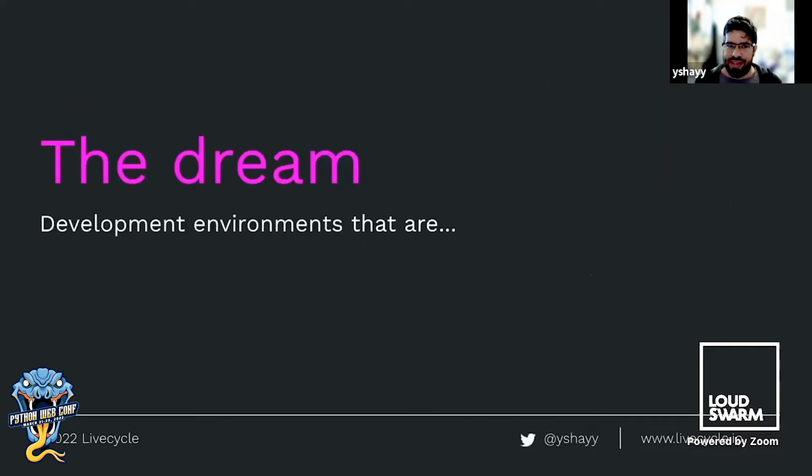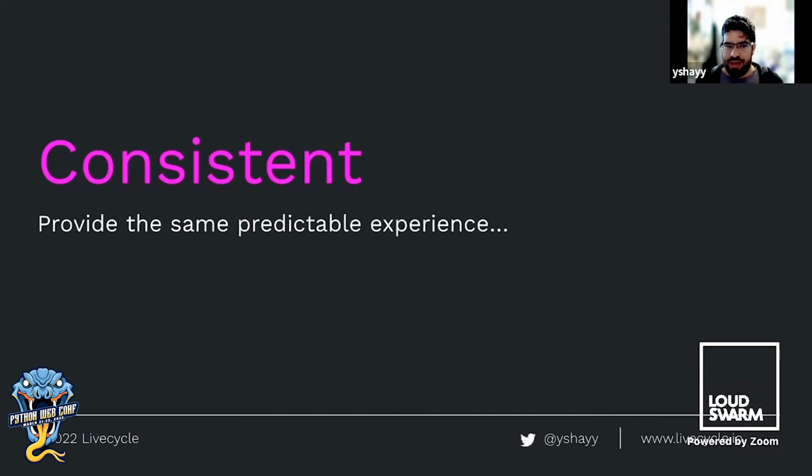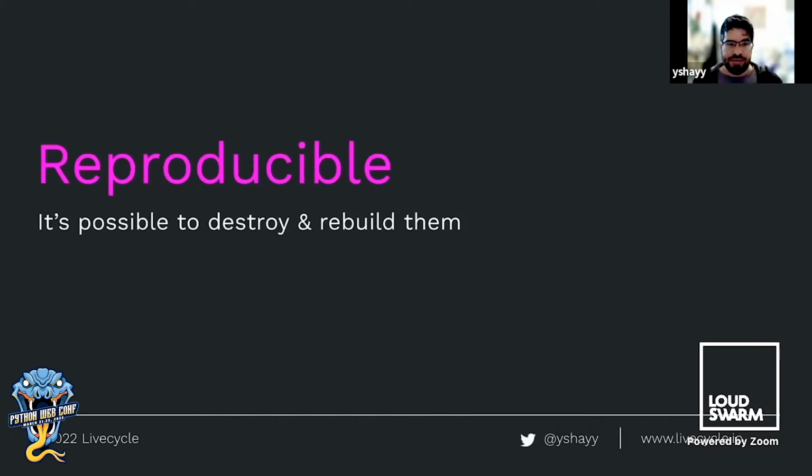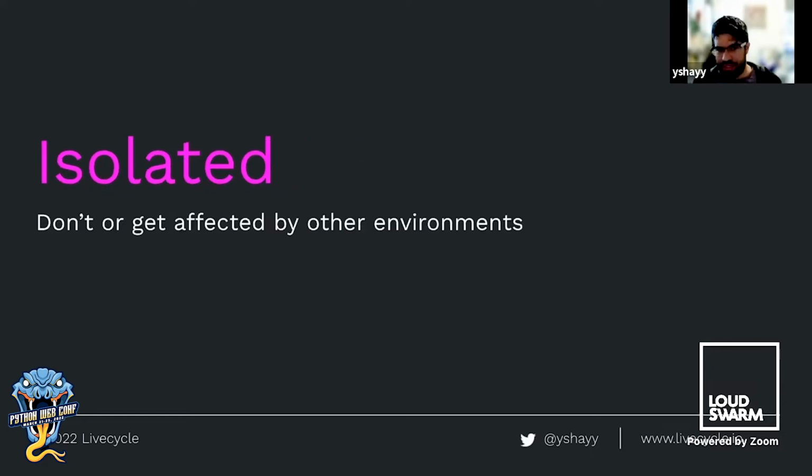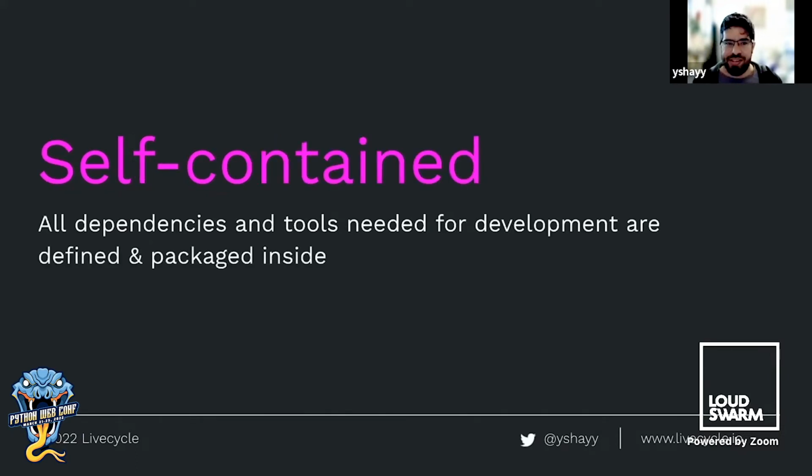So what's the dream of a development environment? In my opinion, I want development environments that are consistent, so everyone will get the same, predictable experience. They are reproducible, so it's possible to destroy and rebuild them. If I did some trashing in the development environment, I can destroy and rebuild it immediately. They are isolated, so if I'm working on several projects, they are not affecting each other, and they are not affecting my host machine, so it won't be polluted.